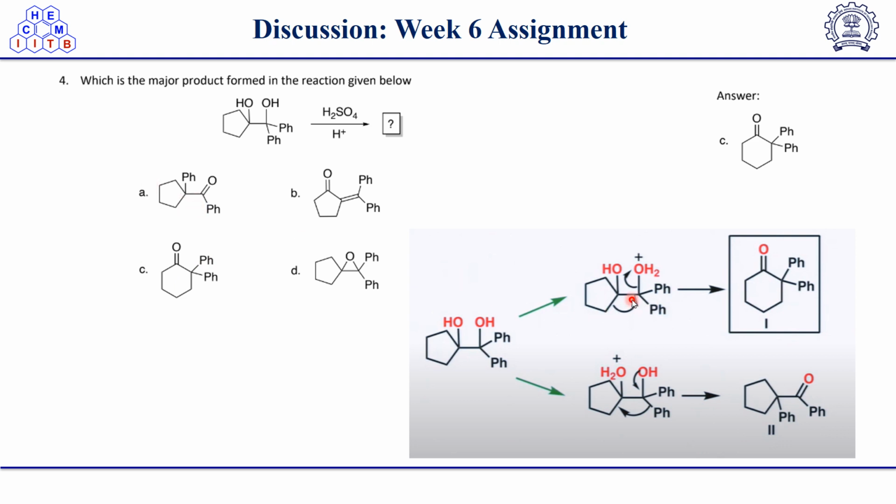The reason is that the positive charge resulting from the elimination of this water molecule will be stabilized additionally by these two phenyl groups, whereas there is no such stabilization if the carbocation is forming at this position. So this will be favored rather than this intermediate. So option C will be the major product in this case. This is an example of the pinacol-pinacolone type of rearrangement.